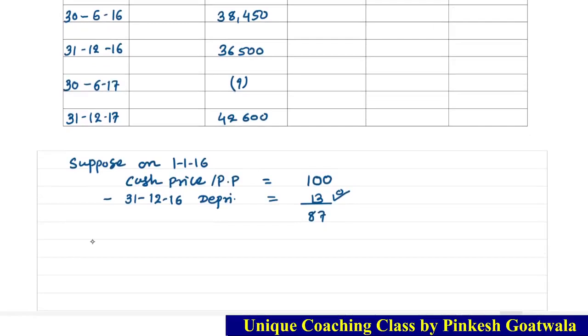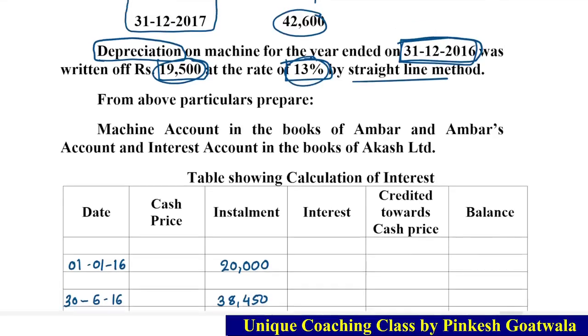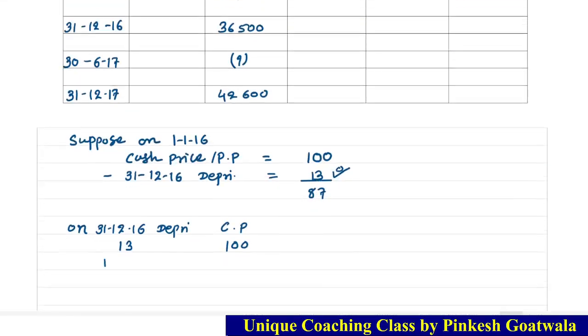So now on 31st December 16, the depreciation is 13, then cash price 100. On 31st December 16, the depreciation is 13, cash price is 100. So here our depreciation is 19,500. Our depreciation is 19,500. So what will be our cash price?